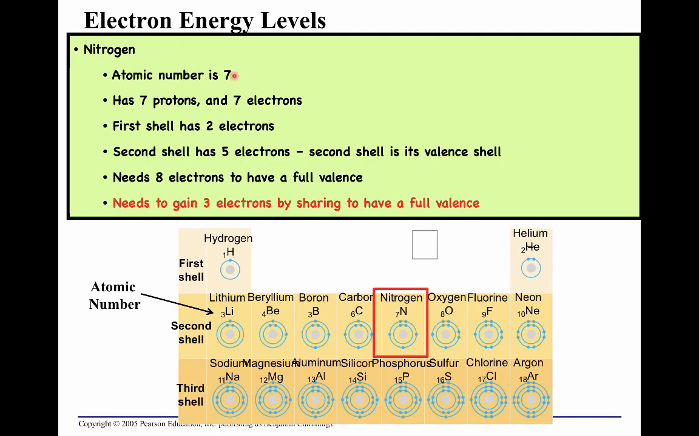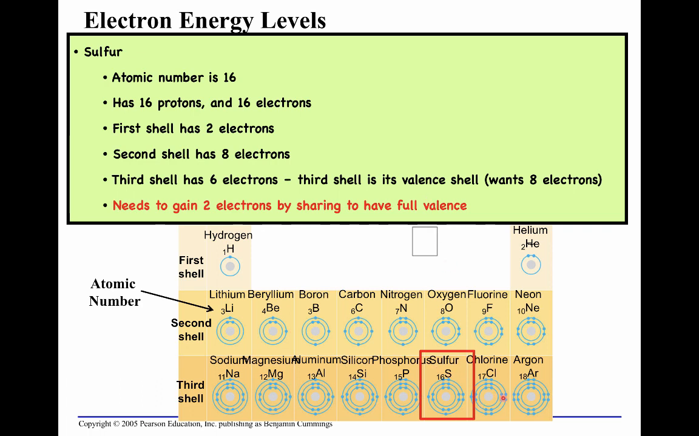Nitrogen, atomic number of 7, so it has 7 protons, also 7 electrons. Its first shell has 2 electrons, shown here. Its second shell, if we have 7 electrons total, 2 in the first, that leaves 5 for the second. So in the second we have 1, 2, 3, 4, 5. So it has 5, and it needs to have 8 in that shell. So if it wants to be happy, it needs to gain 3 electrons by forming covalent bonds and sharing 3 electrons with other atoms.